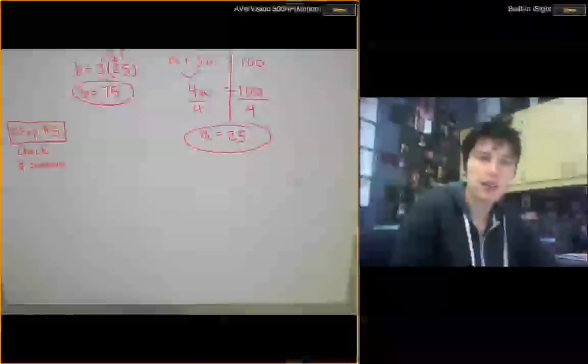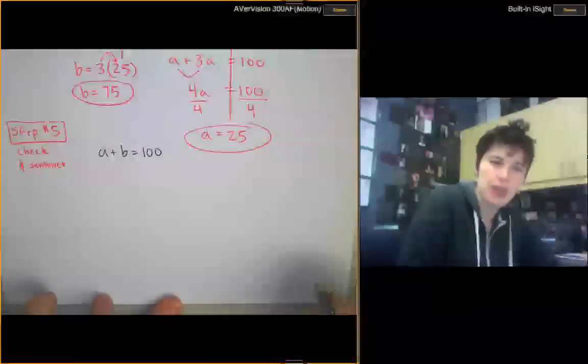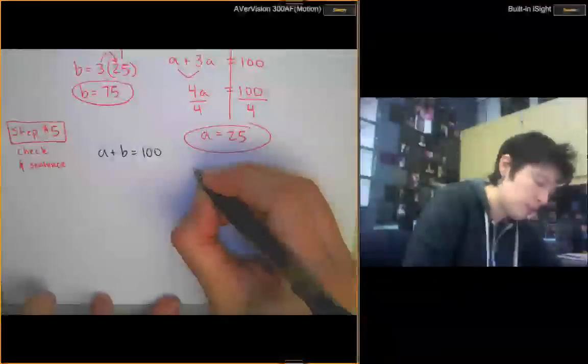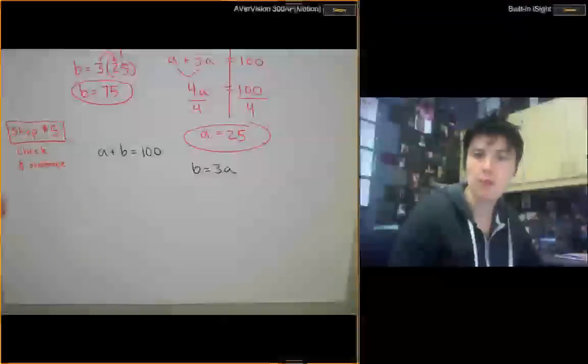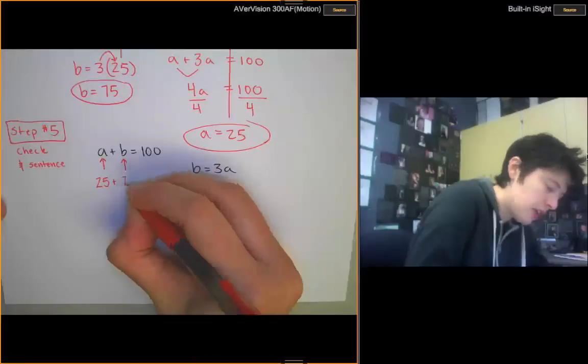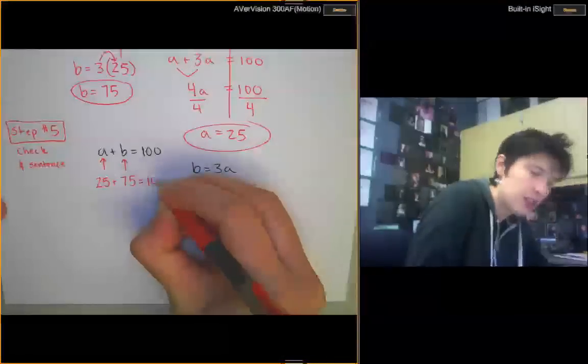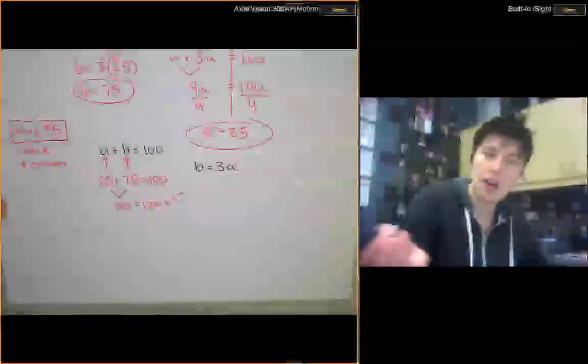Step 5 is our extra step. Check and see, did we actually get it right? So remember, A plus B equaled 100. That was one of our equations. And our other equation was B equals 3A. So now that we have our answers, we're going to make sure both of these equations work. A is now equal to 25, and B is now equal to 75. And does 25 plus 75 equal 100? We got to check it. 25 and 75 is for sure 100. 100 equals 100. Check, that works.